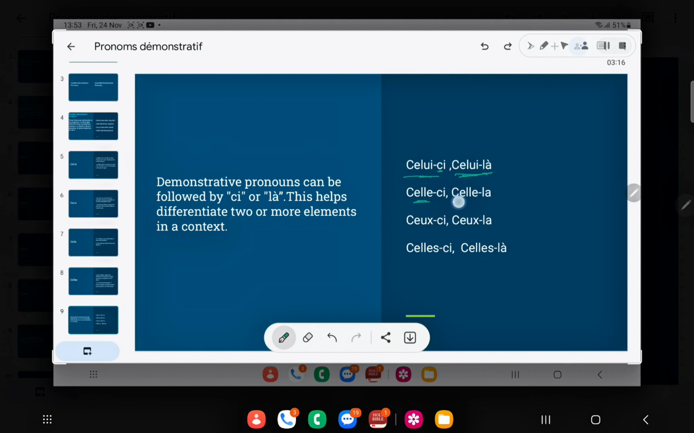We have celui-ci, celui-là. Remember that celui is for masculine. Celle-ci, celle-là. Remember that celle is feminine. Ceux-ci, ceux-là. Remember that ceux is the masculine plural. And then finally, celles-ci, celles-là. Celles is the feminine plural.